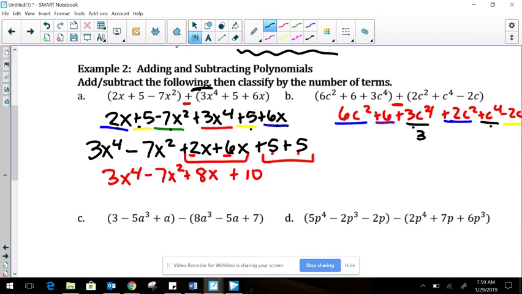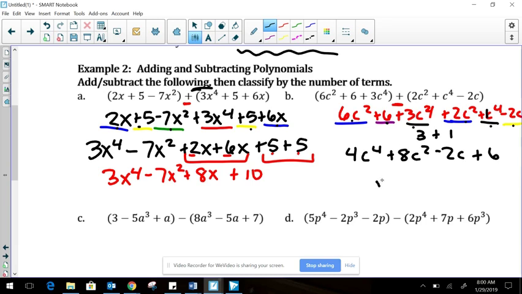Okay, so first let's start off with my c to the fourths. I have 3 plus 1, the visible 1 right there. So that gives me 4c to the fourth. Then my c squareds, I have 6 plus 2, which would be 8. Then my c's, then my numbers. Okay, then it's already in standard form, so we're good.